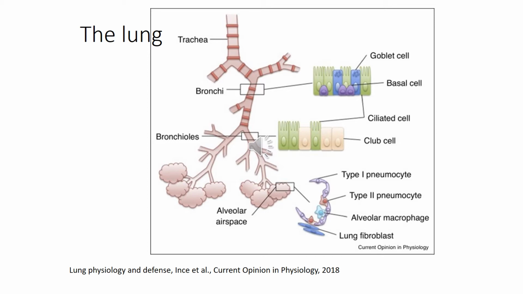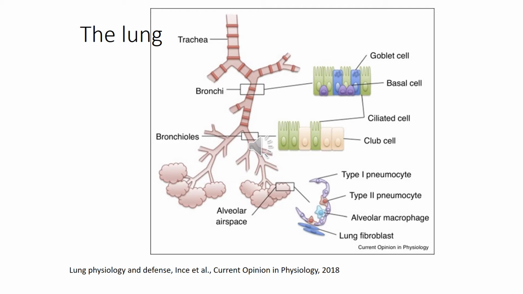In the conducting airways, we have goblet cells, like in the gut, and we have a type called basal cell. In both the bronchioles, the trachea, and the bronchi, we have the ciliated cells. The club cells are only present in the lower part of the conducting airways, and their job is to engulf airborne toxins and break them down, because they have a cytochrome P450 enzyme, which can do that.